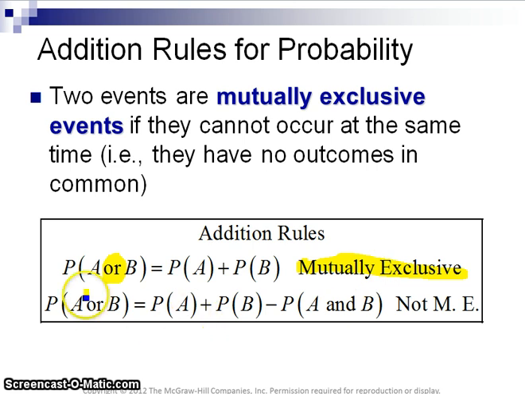However, if they are not, then our rule is a little bit different. The probability of A or B is the probability of A plus the probability of B, minus the probability of A and B. And we only use this rule when we're talking about events that are not mutually exclusive. In other words, there are events that have some common outcomes. Let's look at an example of that.